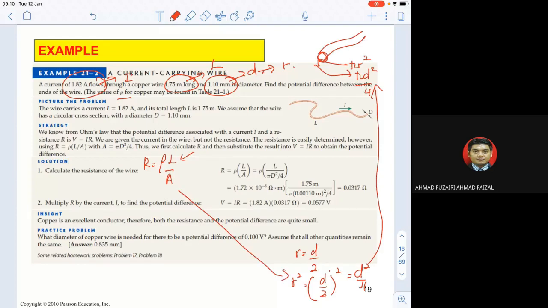You can use this one times pi in order to get the resistance. And after that, if you manage to get the resistance, then you multiply it with the current. The current is 1.82, and in the end, we will get 0.0577 volts. So that's how they get the answer.